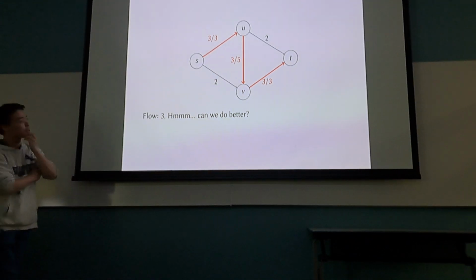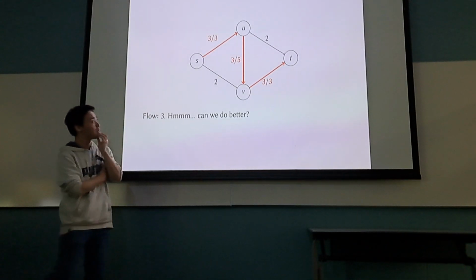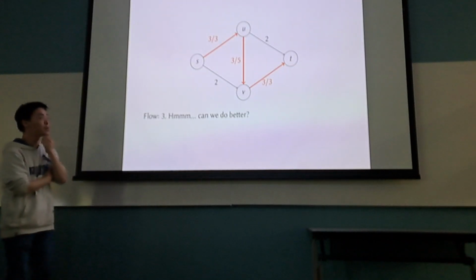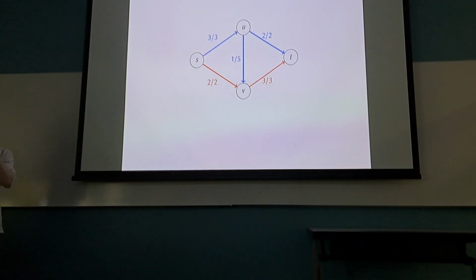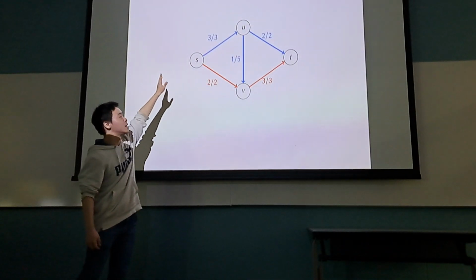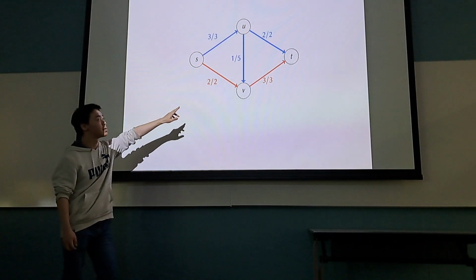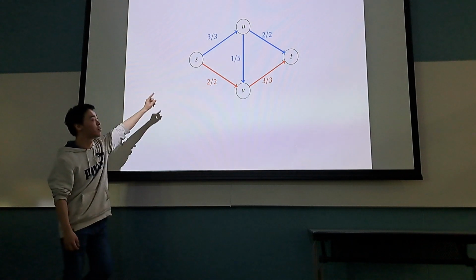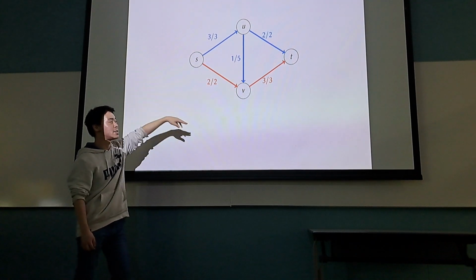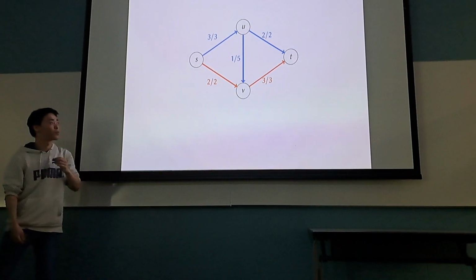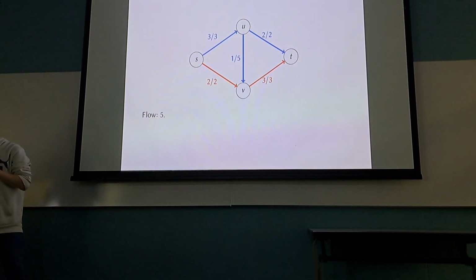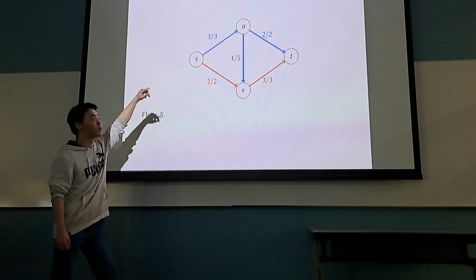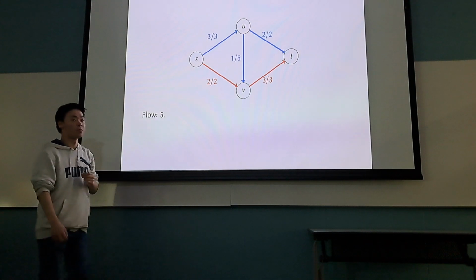But the thing is though, can we actually do better? It might seem hard to suspect at first, but it turns out we can actually do better. If we take these two paths instead, going from S to U and then U to T, then we send two units of flow to T, but then we can send 1 unit of flow from U to V, and then send all of the remaining flow from V to T. And you'll find that this will give you a flow of 5, right? Because you can send 2 units of flow from U to T, and then 3 units of flow from V to T.